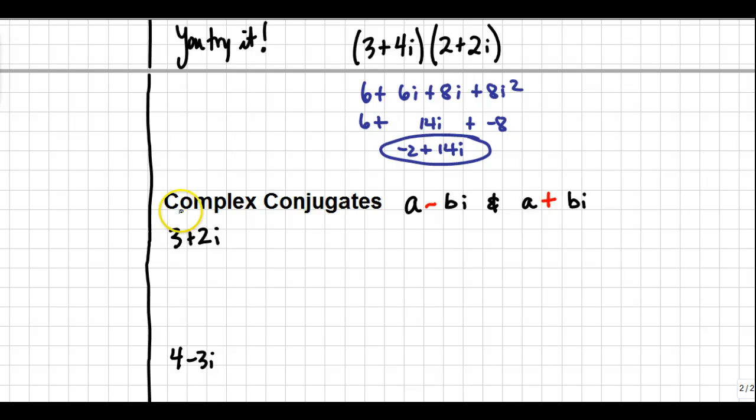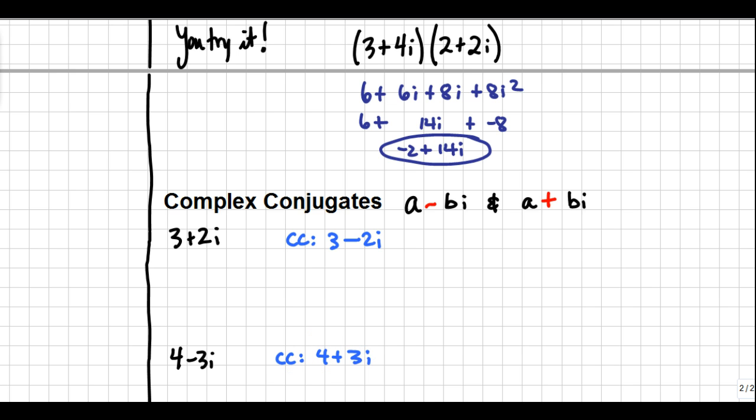Next up, we need to talk about complex conjugates. Sounds more complicated than it is. When you're working with a complex number and you need to know its complex conjugate, the numbers stay the same, but the sign in between them will go to its opposite. So a minus bi is the complex conjugate of a plus bi, and vice versa. So if you're working with 3 plus 2i as your complex number, its complex conjugate is 3 minus 2i. Just like on our second example, 4 minus 3i, its complex conjugate is 4 plus 3i.